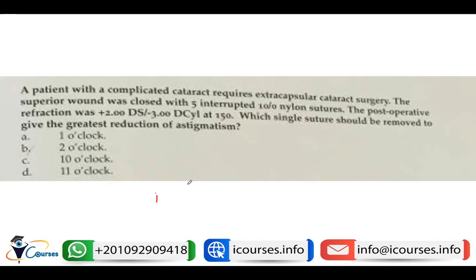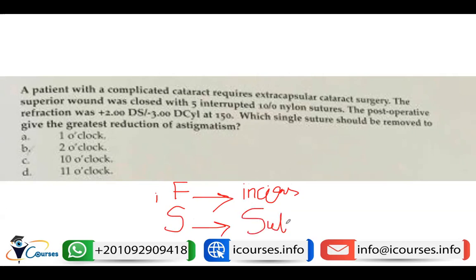So if we want to flatten a meridian, then we can go for incision, like, for example, the limbal relaxing incisions and the astigmatic keratotomy incisions, which can be done manually or by the laser. If we want to steepen a meridian, then we can go for compression sutures, or we suture this meridian in order to make it steeper. This is the simple rule that you can apply for any question regarding this.